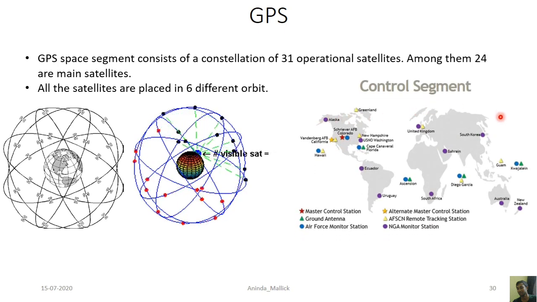And this is basically the control segment of GPS. Here you can see the green triangle is denoted by ground antenna. So you can say the ground antenna of GPS is located for ground station for this control segment.